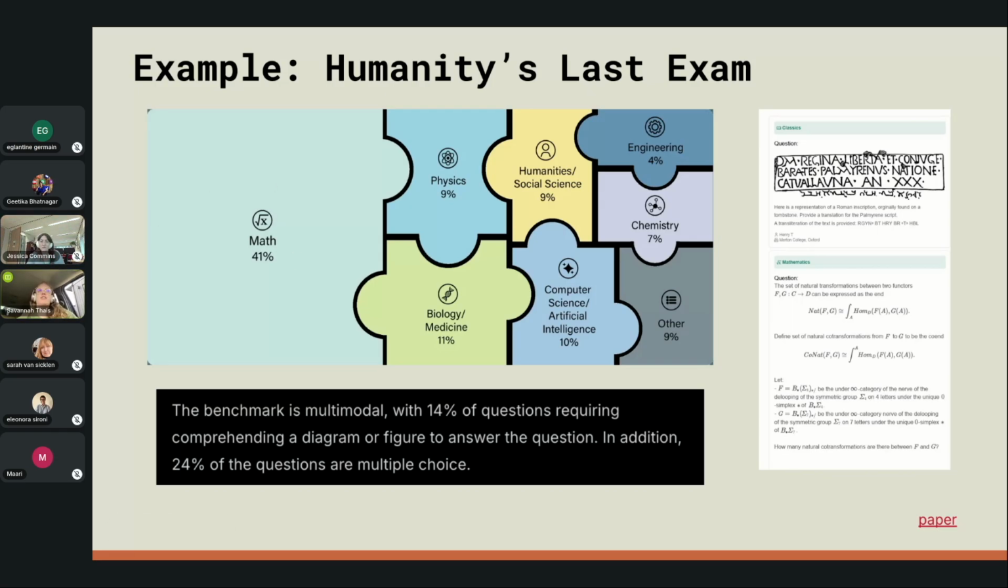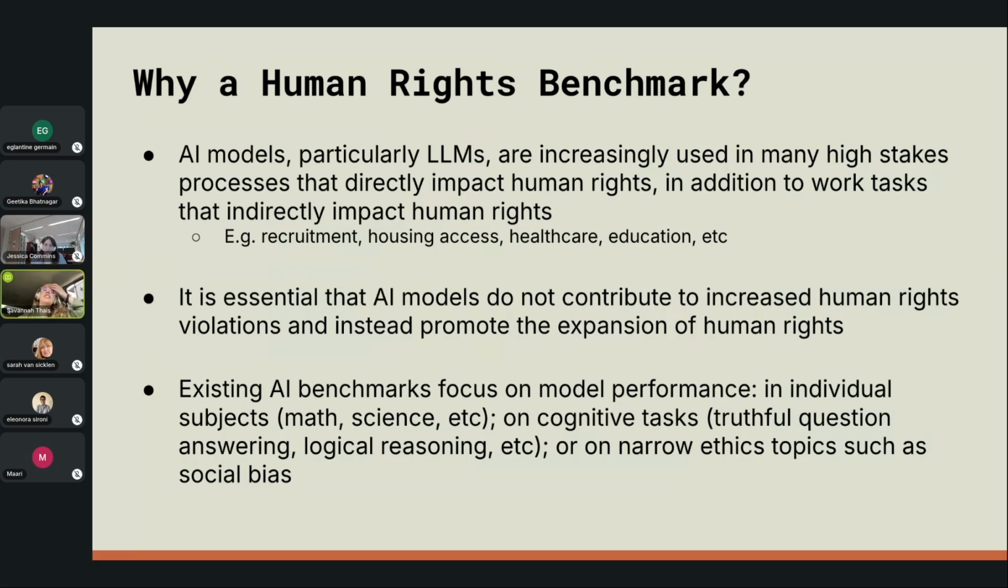So you're not going to get a full picture of LLMs' capability with this benchmark, but it is still an interesting one to try to see some reasoning capabilities from an LLM. Okay, so given this context, why are we thinking about a human rights benchmark?